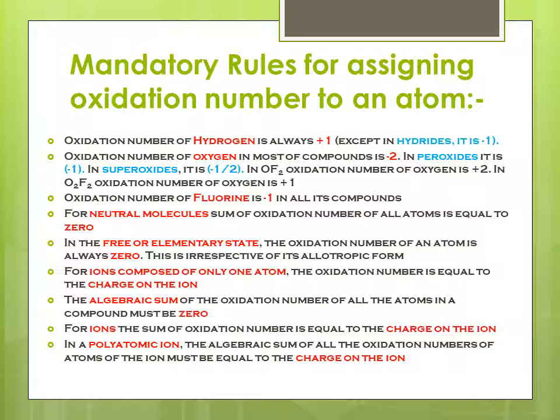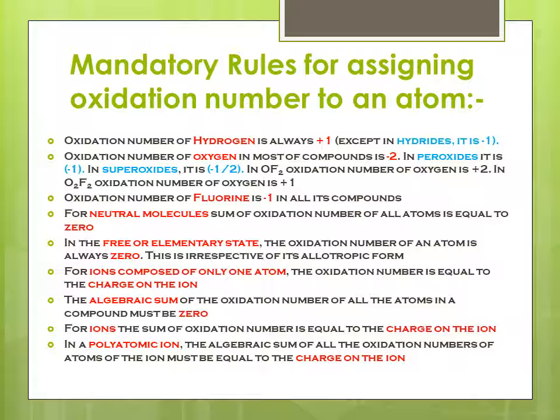As you go through the successors, that is chlorine, bromine or iodine, a change in the oxidation number is quite possible, meaning the oxidation number varies. But in the case of fluorine, in most of its compounds it is -1. For neutral molecules, the oxidation number is always 0. Also, in free or elementary states, the oxidation number is 0.